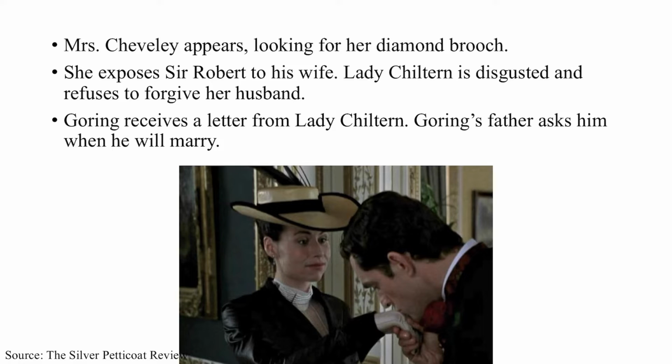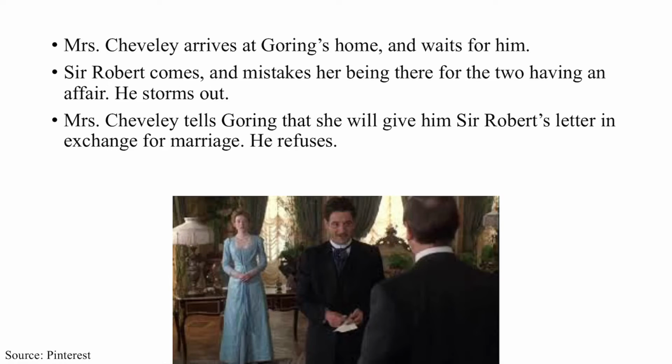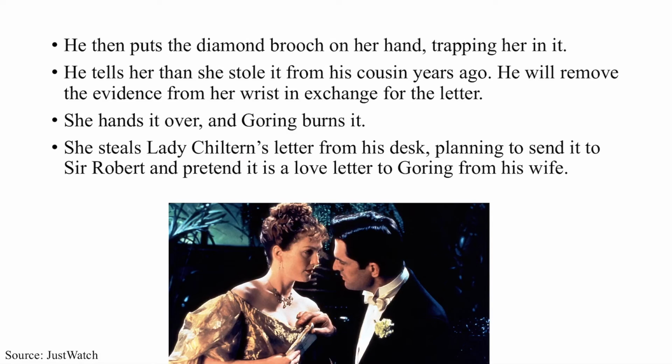Goring receives a letter from Lady Chiltern, and Goring's father asks him when he will marry. Mrs. Cheverley arrives at Goring's home and waits for him. Sir Robert comes and mistakes her for being there for the two having an affair, and he storms out. Mrs. Cheverley tells Goring that she will give him Sir Robert's letter in exchange for marriage, but he refuses.